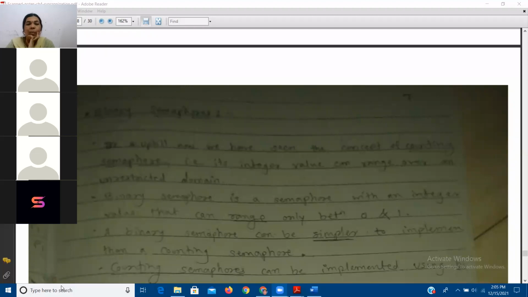And then we discussed the properties of semaphore. Two properties we discussed: the semaphore service discipline and semaphore granularity. And at last we discussed the concept of binary semaphore. So two types of semaphores are there: counting semaphores and binary semaphores, right? So these many things we discussed as a part of this lecture.